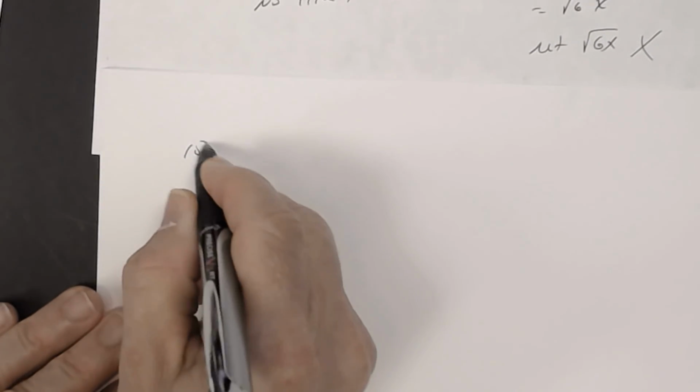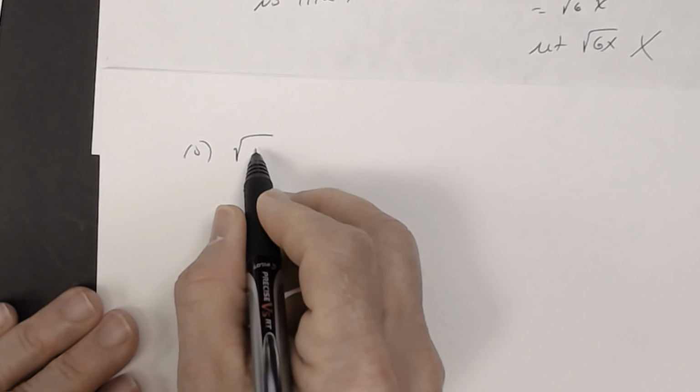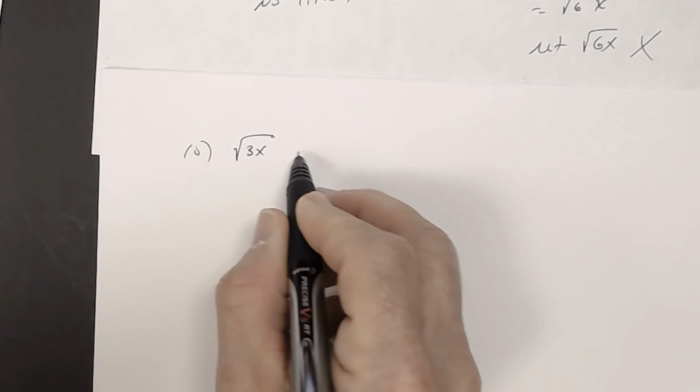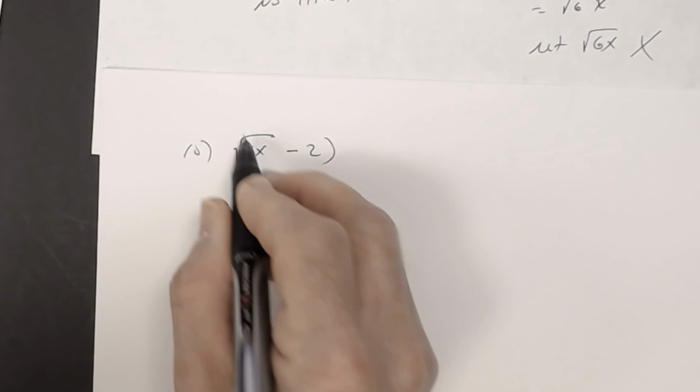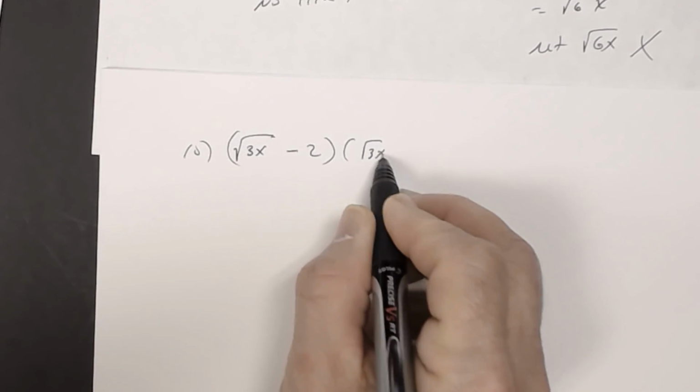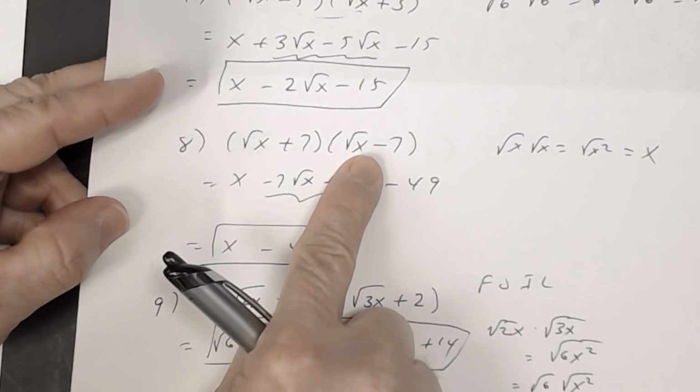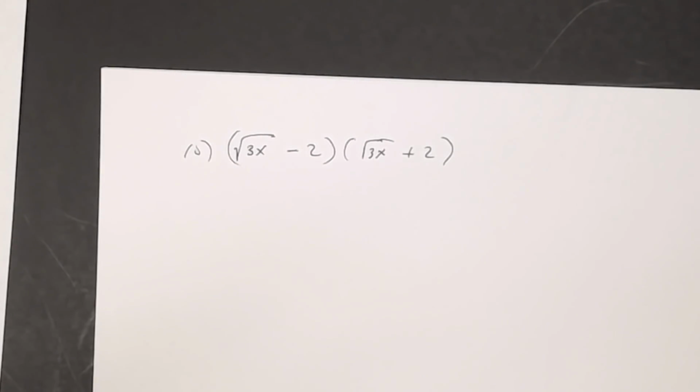All right, number 10. Suppose you had the square root of, let's say, 3x minus 2 times the square root of 3x plus 2. Let's say we had that. So it's very similar to the one we had earlier where we had the square root of x plus 7, square root of x minus 7. Let's just see what happens.